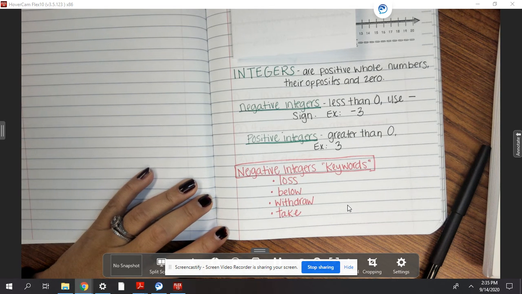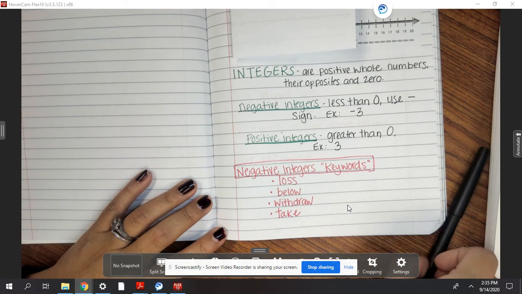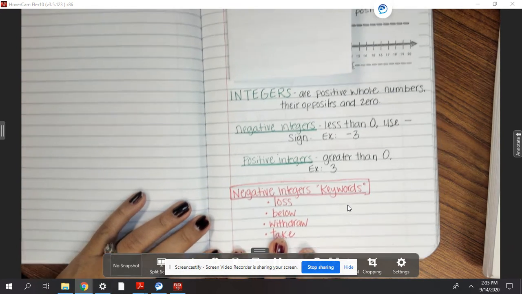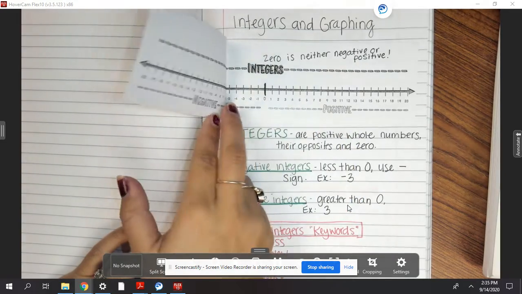Hey, fifth grade. Welcome to your first lesson for Pathway to Math, Introduction to Sixth Grade Math. So today we're going to look at integers and graphing.